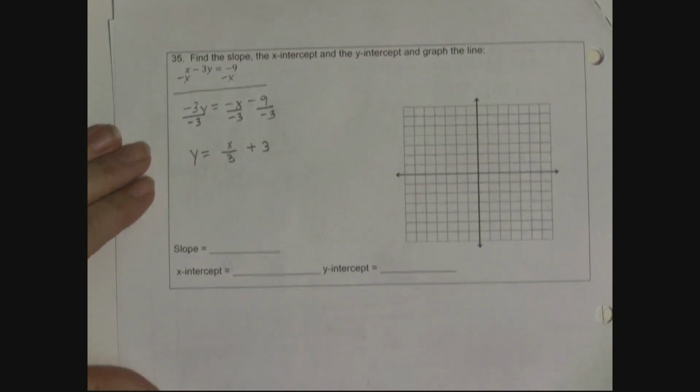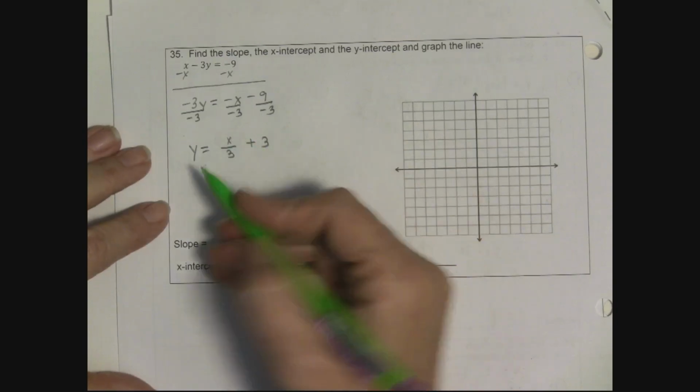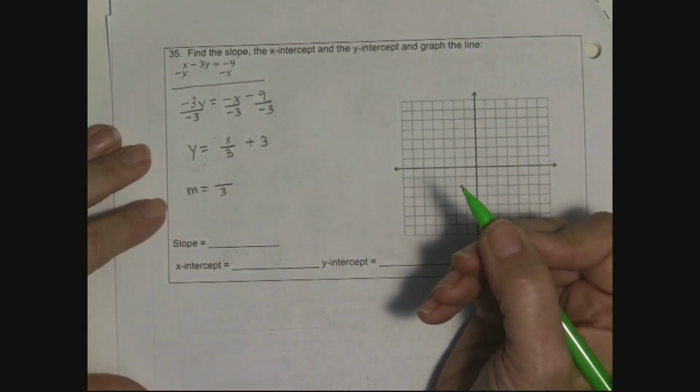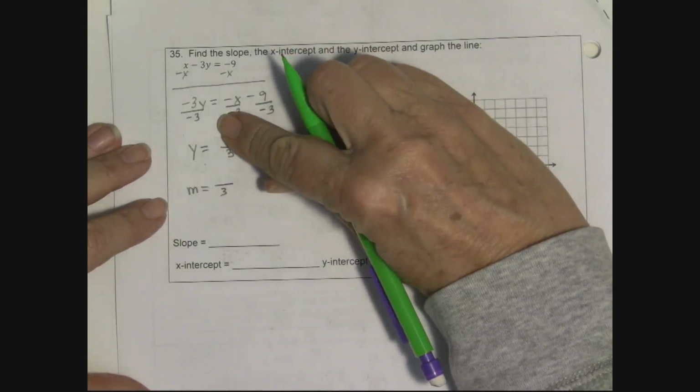Okay, so the slope, put your finger on x, and that's the slope. And so if I did, it would be over 3, right? If I put my finger on x, it would be fraction bar over 3.